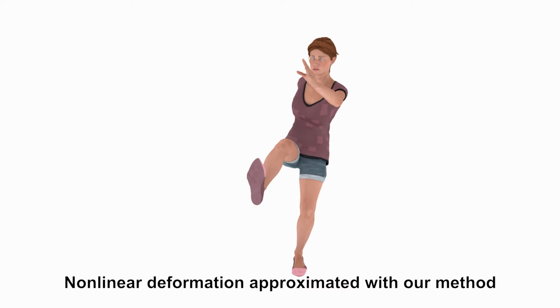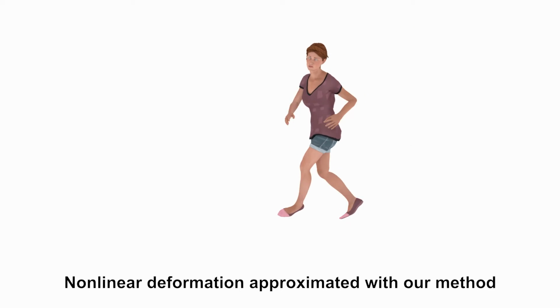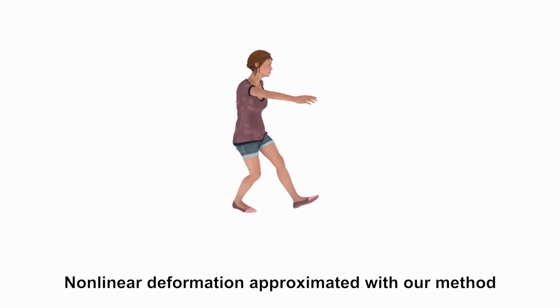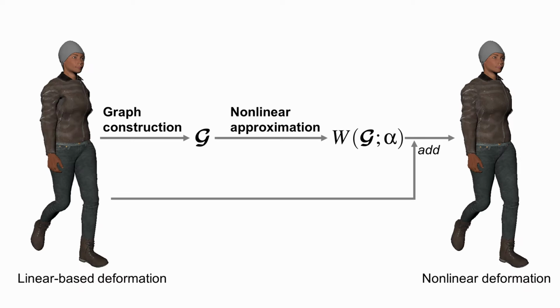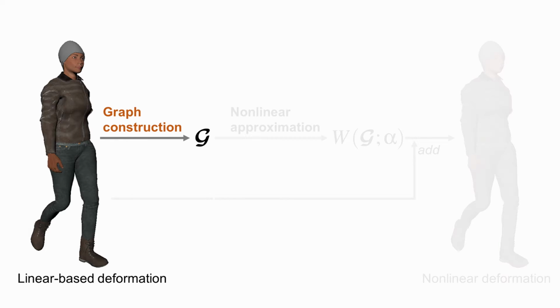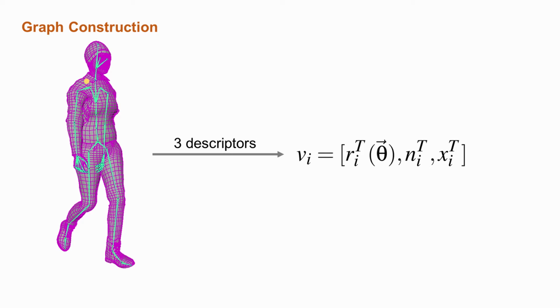We propose a multi-resolution graph network, MultiResGNet, to automatically generate nonlinear deformations for new characters in arbitrary poses. Two key contributions enable us to achieve the deformation approximation. First, after the linear-based deformation, we encode the rough meshes by proposing novel vertex features.